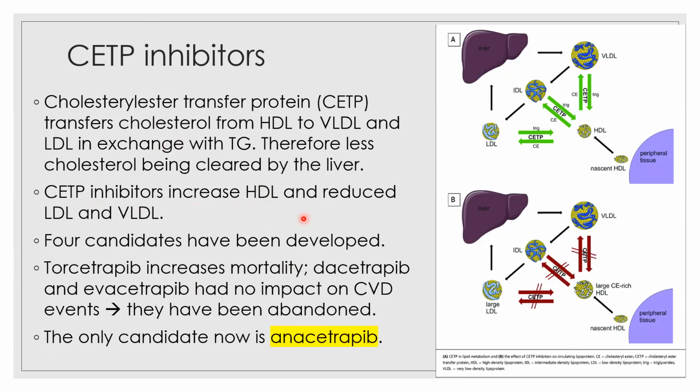Four candidates have been developed. Torcetrapib increases mortality. Dalcetrapib and evacetrapib had no impact on CVD events, so they have been abandoned. The only candidate now is anacetrapib.